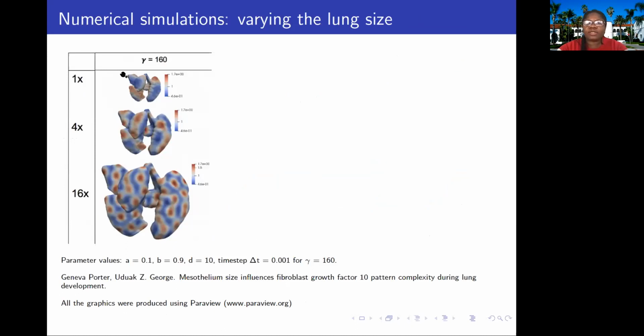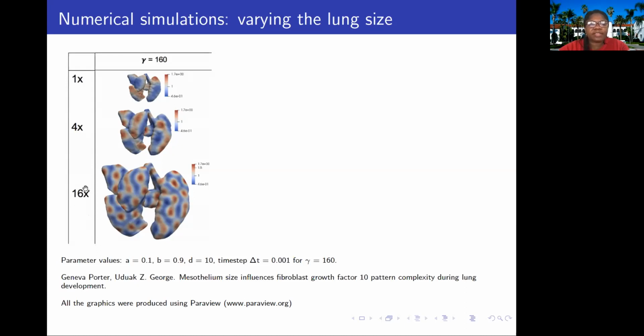So what we did was to keep gamma fixed initially, and then we used Blender. The initial lung that we started with, I call it 1x. That's the lung we started out with. And then at that point, we solved the equation, the surface reaction diffusion equation, to look at the patterning. We kept gamma fixed at 160. We didn't change anything except the size. We made it 4 times larger. And then we looked at the patterning of FGF10 on the surface. And then we found that it was different.